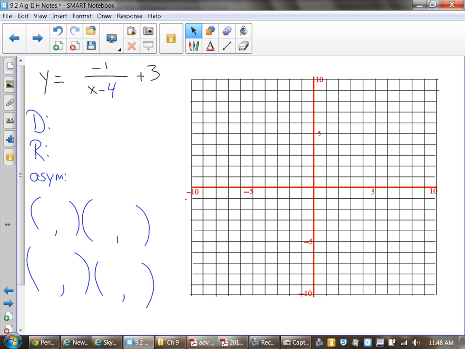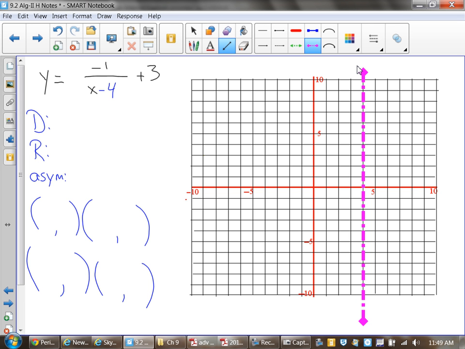Where is your asymptote? One is at 4. Yes. And then the other one is at 3. Horizontal or vertical? Horizontal. There's like a jump off. So there are my asymptotes, which means my domain is all real x not equal to 4 and all y not equal to 3.